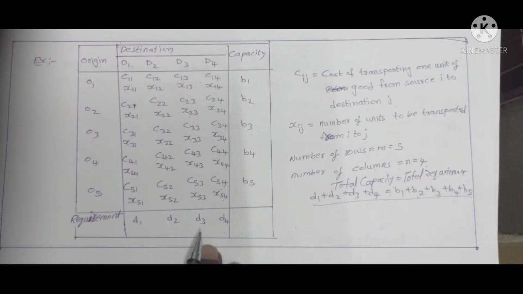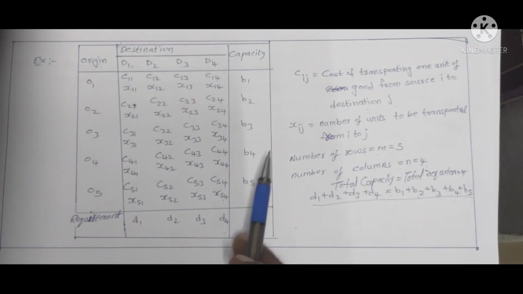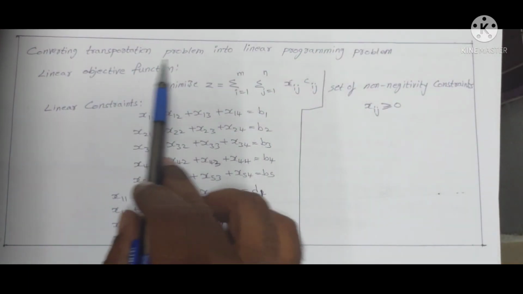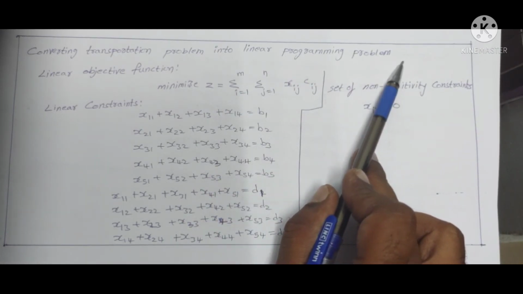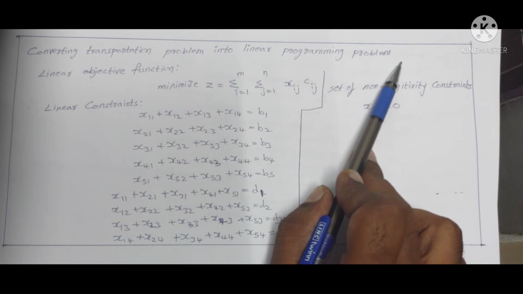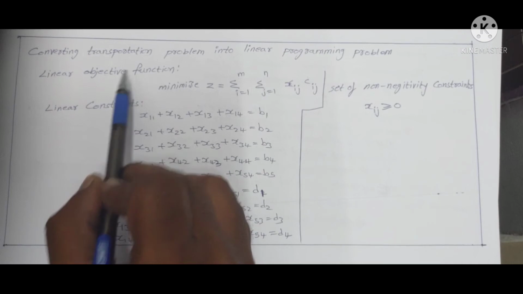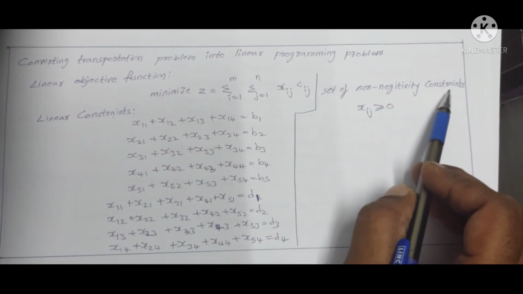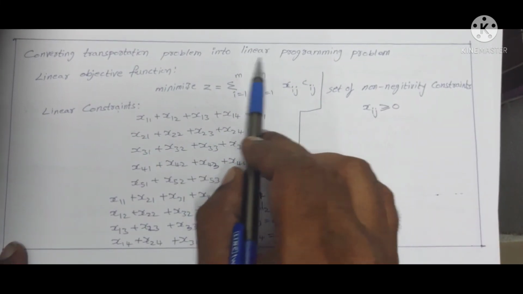Okay? And we have to convert this table into a linear programming problem. So how to convert this table into a linear programming problem? Let us see converting the transportation problem into a linear programming problem. What are the three main components we are having? One is the objective function, second is the set of constraints, and third is the non-negativity constraints. These three components are a must for a linear programming problem.